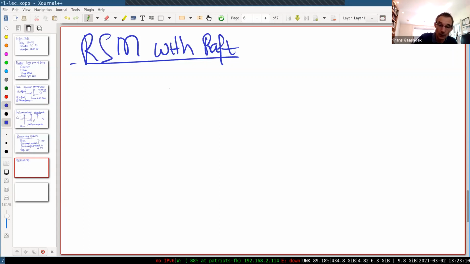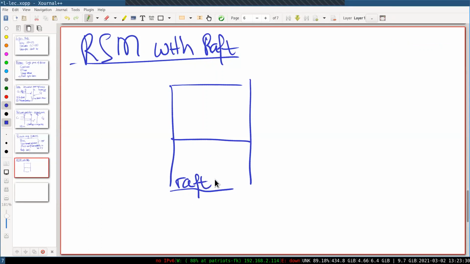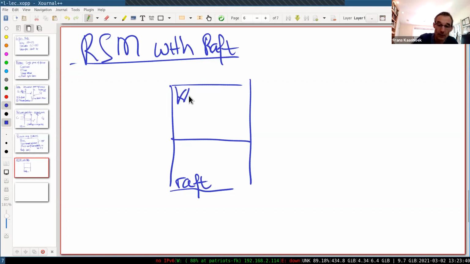let's say you have a server, and Raft is basically nothing else than a library. In our setting, it's going to be a code package, and you can write a replicated state machine by importing that package. So here's Raft at the bottom, and you build a server using Raft. For example, in lab 3, we're going to build a key value server using Raft.